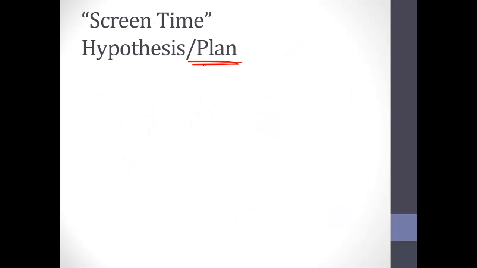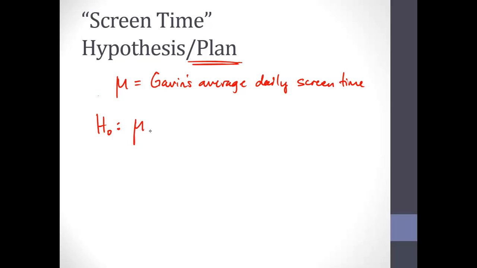Okay, so for the plan step, how we're going to go about solving this, we first want to write out what our hypotheses are, which we've already done, but just to be thorough, let's do it again. Before we do that, let's write out what mu is equal to. So mu is equal to Gavin's average daily screen time. We said that already, just wanted to remind you that that's what mu is here. Then our null hypothesis was that mu is equal to 6.1, so it's the same as that of other children.